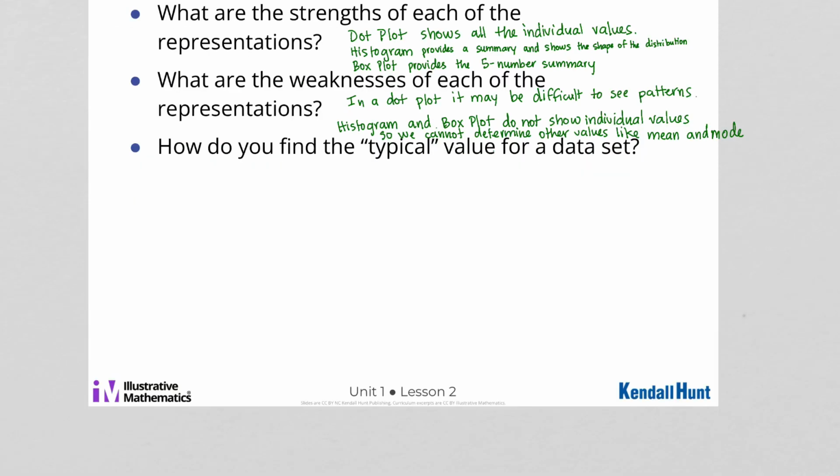How do you find the typical value of a data set? Now remember that what's typical is going to be our measures of center. So we're going to be focusing on the mean and the median. To find the mean, you know that you find the average: add up all the values and divide by however many values you have. To find the median, you're always looking for the value that's in the middle.